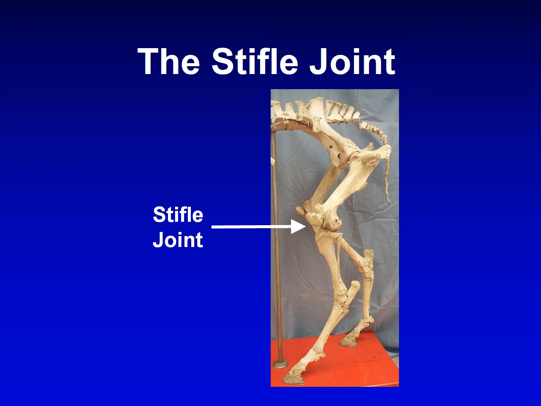Now we go to the stifle joint. The stifle joint consists of two joints, femorotibial and femoropatellar. Femorotibial and femoropatellar joint. Two joints in the stifle joint.